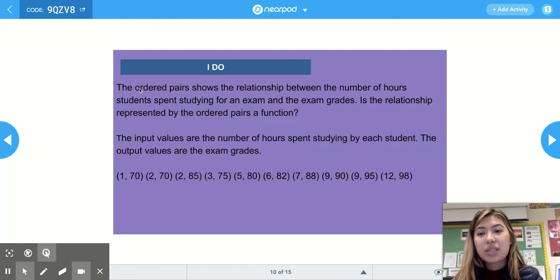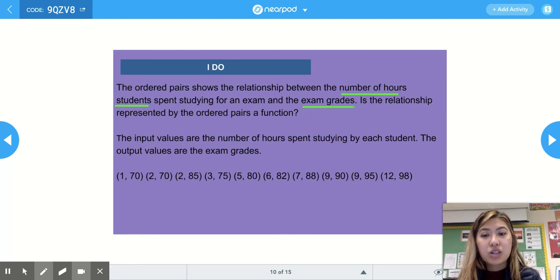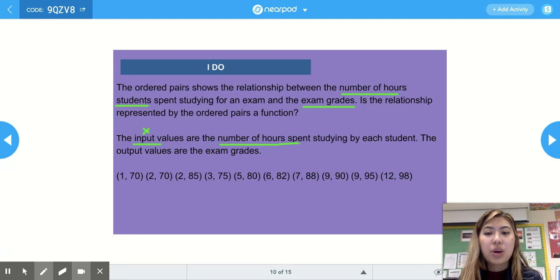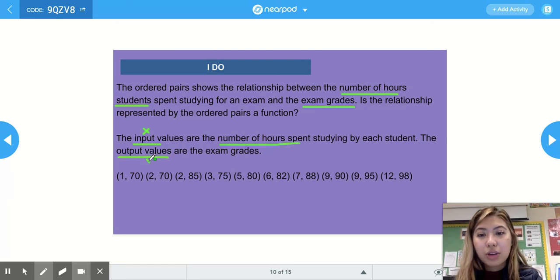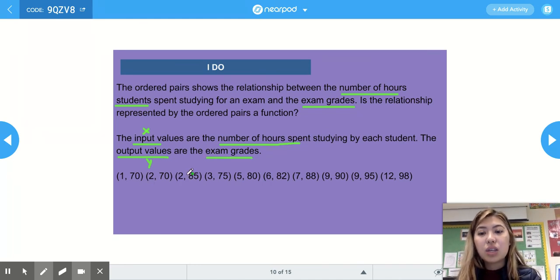This next I do problem reads: the ordered pairs show a relationship between the number of hours students spent studying for an exam and the exam grades. So in this case, we're given coordinates for the same situation. Is the relationship represented by the ordered pairs a function? The input values, the x values or the independent variable, are the number of hours spent studying by each student, and the output values, the y values or the dependent variable, are the exam grades. So we have (1, 70), (2, 70), (2, 85), (3, 75), (5, 80), (6, 82), (7, 88), (9, 90), (9, 95), and (12, 98).